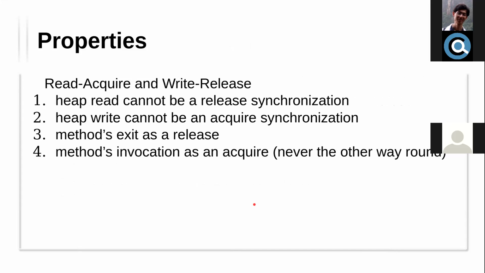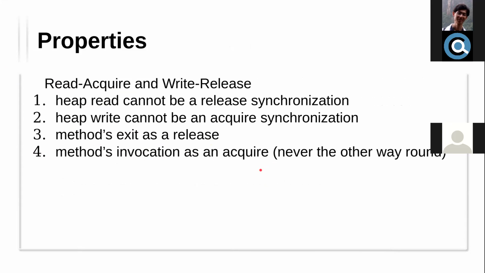And this is where the crux of the paper is. The properties are that a heap read cannot be a release synchronization, and a heap write cannot be an acquire synchronization. A method's exit can be a release synchronization, and a method's invocation can be an acquire synchronization, but it can never be the other way around.